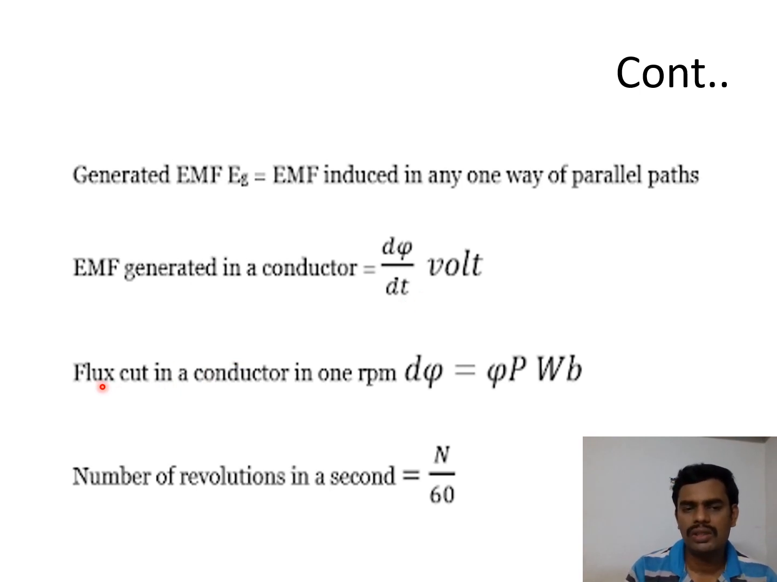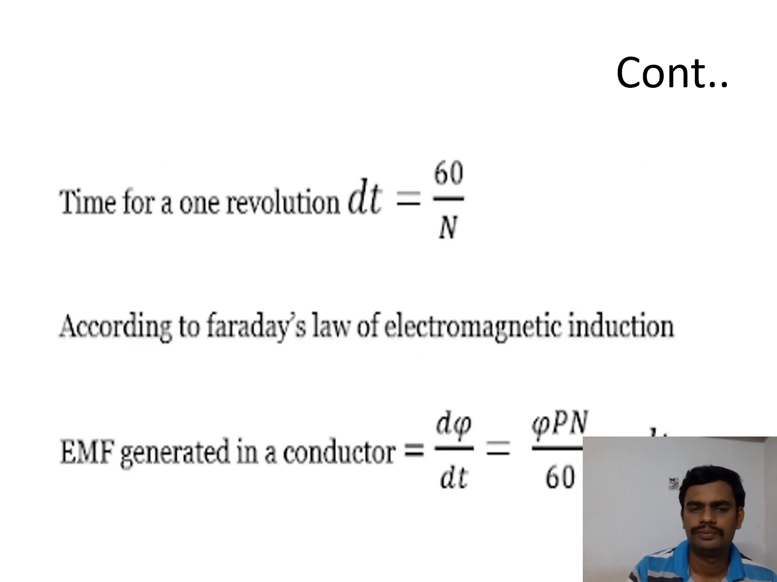Therefore, the flux cut by the conductor in one revolution is d phi. This flux depends on the number of poles, therefore d phi is phi into P Webers. The number of revolutions in 1 second is N by 60, so the time for one revolution is 60 by N.